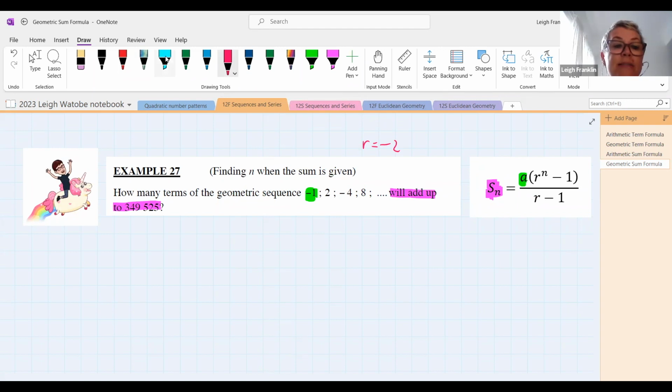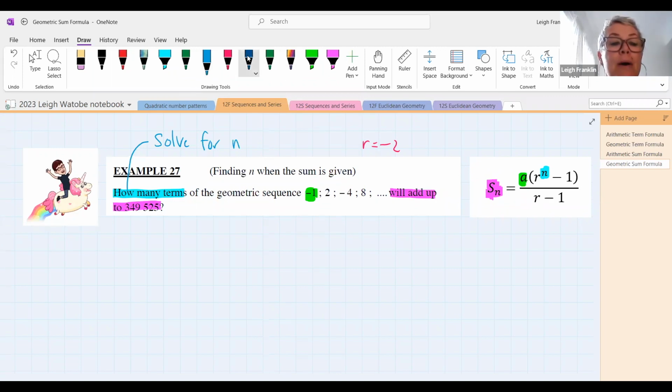When they say to us, how many terms, that means you need to solve for n. All right, so when the question is asked, how many terms, it means solve for n, the number of terms in this particular sequence or series. Okay, so now we're going to sub into our SN formula.